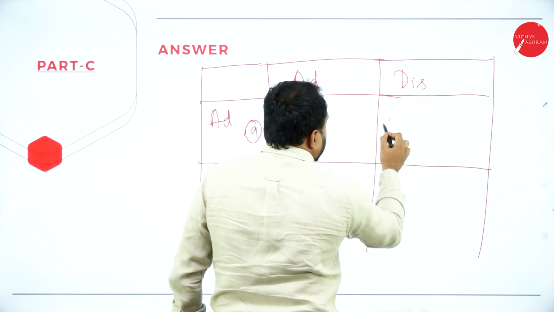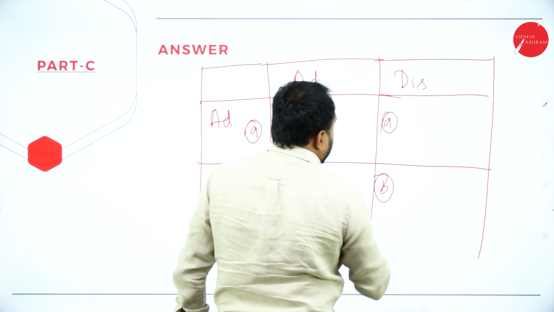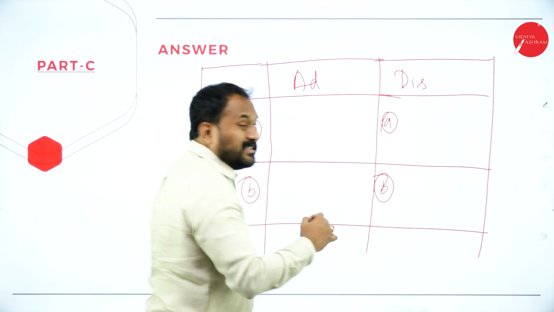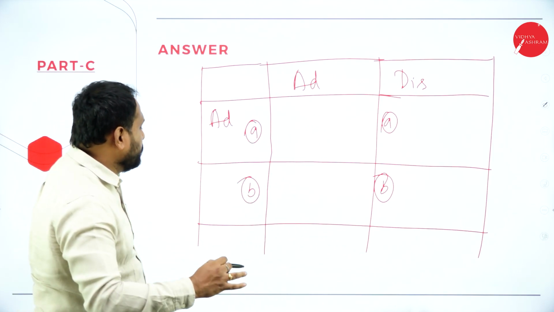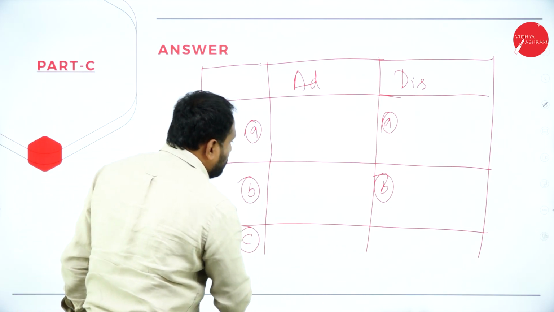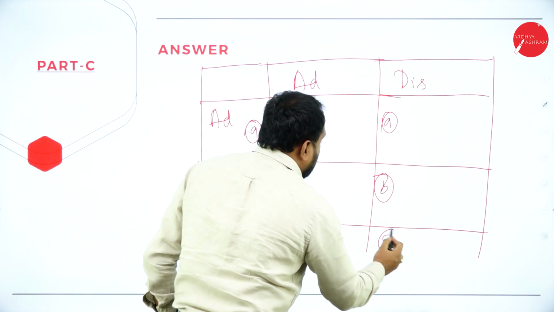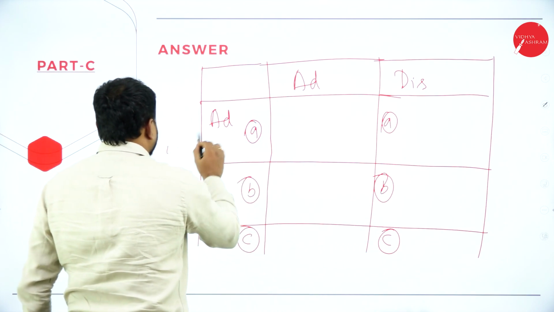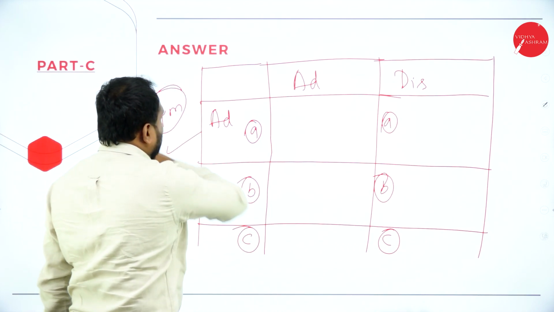Here, disadvantage A, B. That is how you can easily get 4 marks. But I want you people to write the C also. That is 3 advantages, 3 disadvantages. You will get 4 marks easily.